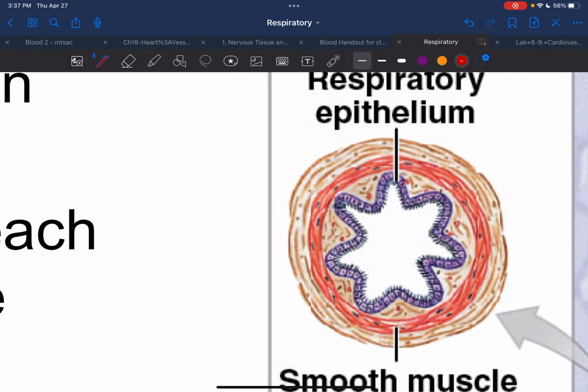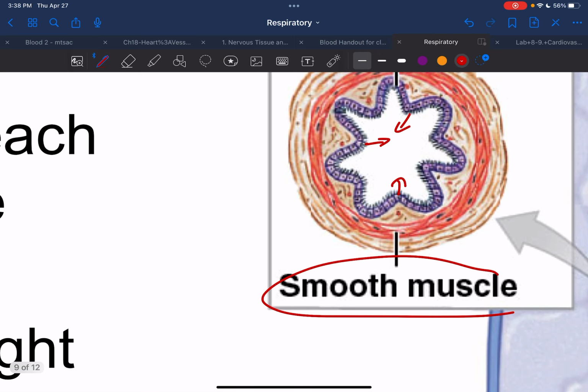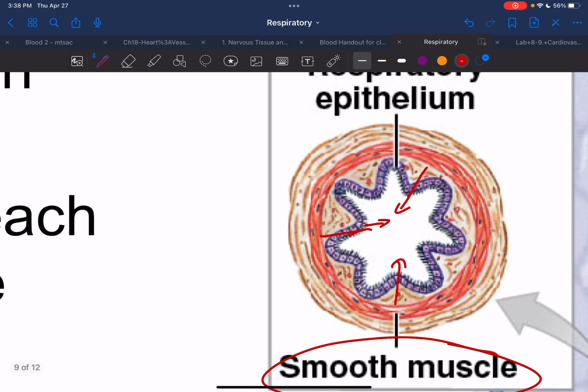And so when we look at this lumen, this space inside, when we say something is going to constrict, what's doing it is going to be the smooth muscle. To make this figure a little bit more complete, you want to have the smooth muscle lined out. And this would be vasoconstriction.